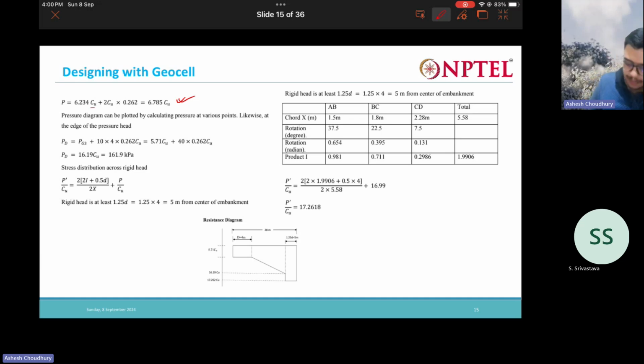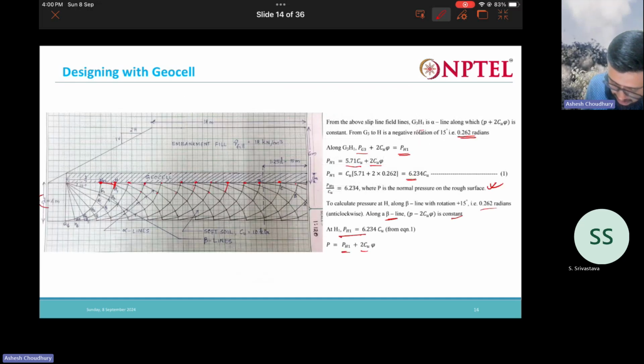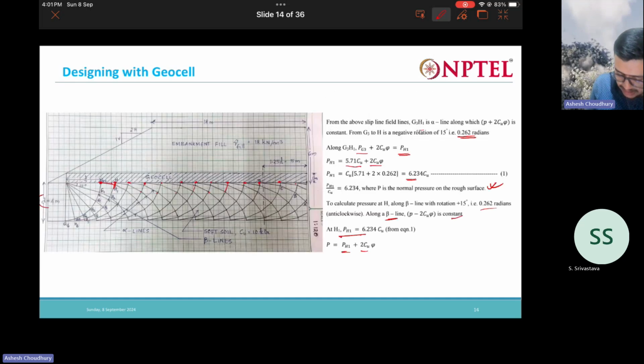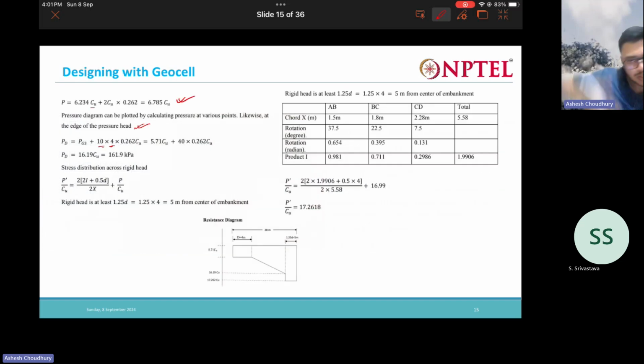Similarly, we can get the pressures at all these points, and next we need to find out the pressure at point D, just beside the rigid head. At the edge of the rigid head, PD is PG3 plus 10 into 4. Why 10? Because you can see 1, 2, 3, up to 10 jumps we are making from here. And the 4, I think they have done because of the height, so they have calculated some chord length and multiplied by 4. Finally they got this amount of stress at D.